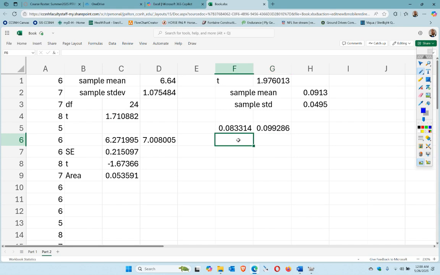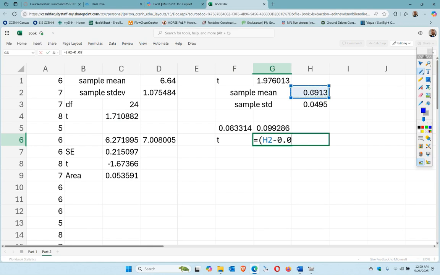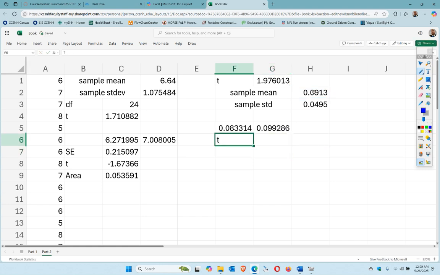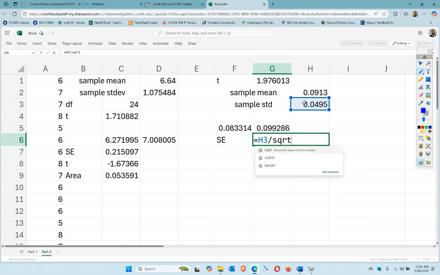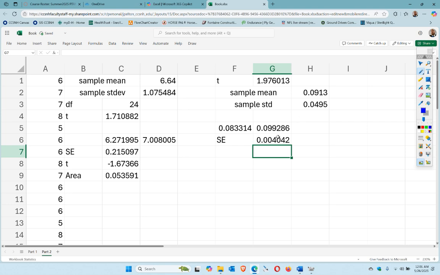Okay, so t again, right? So the mean minus the sample. Oh, we should do the standard error. Let's do the standard error first. I didn't do that. Standard error. Okay, so that is the standard deviation divided by the square root of sample size. Right? Okay, now we can do the t.